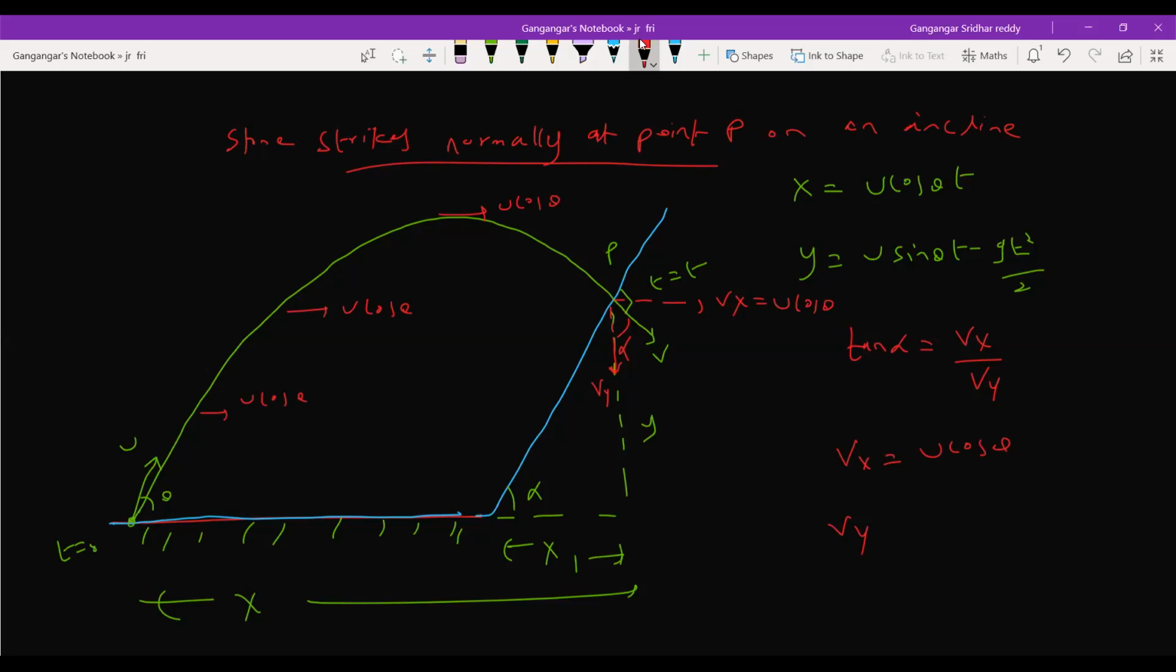Is that okay? So I know Vx, I know alpha. Can I get Vy? Yes, I'll get Vy. So Vy equals Vx by tan alpha, or u cos theta by tan alpha. You know u, theta and alpha, so you'll get Vy. If you know Vy, you can calculate the time from u sin theta minus gt. Once you know the time, you can get the value of x, and then the value of y. From y, you can get x1, and from x1, all other things.